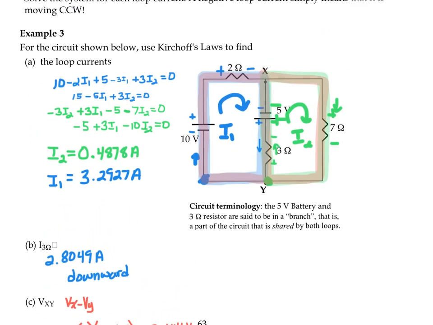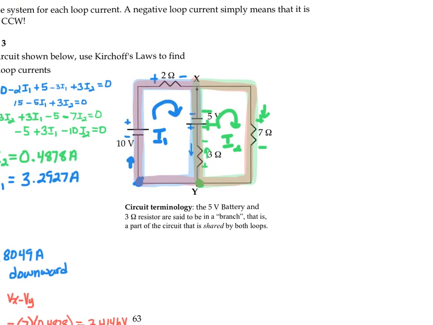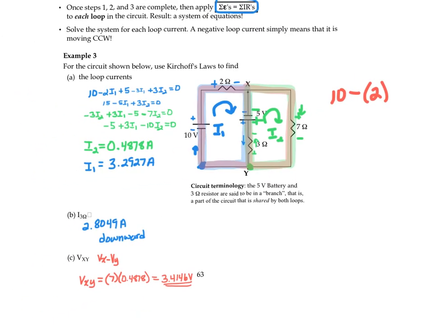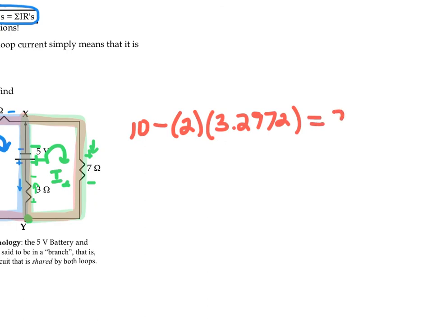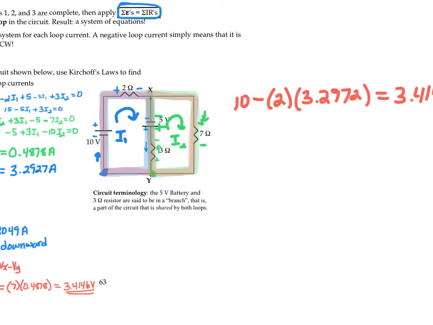For these other 2 ways, let's go through the left-hand loop. From Y, it increases by 10 volts through the battery, but then it's going to decrease by 2 times I1, so minus 2 times I1, which was found to be 3.2927. And you will find that that also ends up being 3.4146.